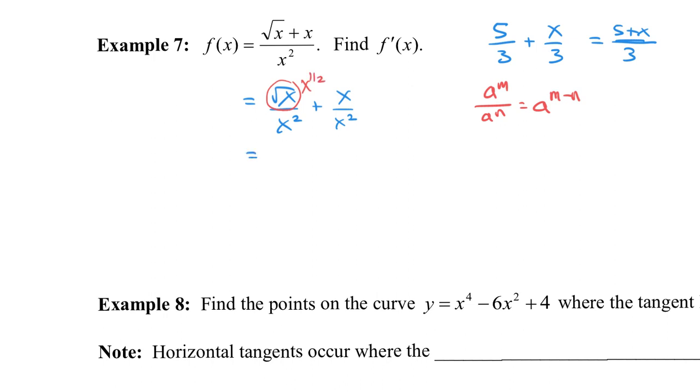So we could do this. We could say x to the 1/2 minus x squared. That's 1/2 minus 2. That's x to the minus 3/2. Plus, now remember this x is really x to the 1, so it becomes x to the minus 1. Right, and now we're ready to go. Now we can use the power rule. So now we say f prime of x equals negative 3/2 x to the minus 3/2 minus 2/2, which is minus 5/2. And then we have this minus 1 that comes down, so we get minus x to the minus 2.